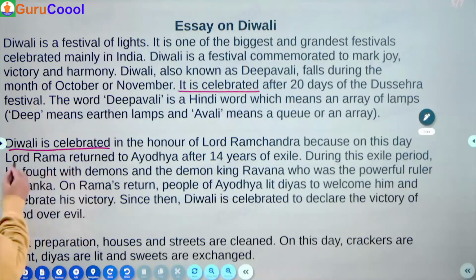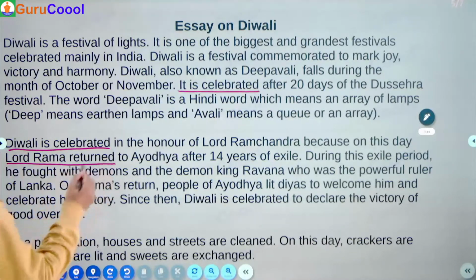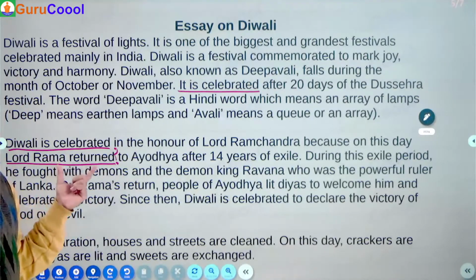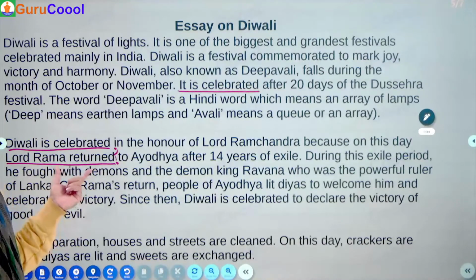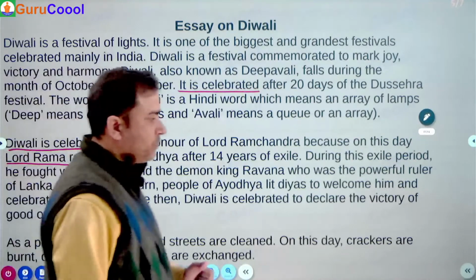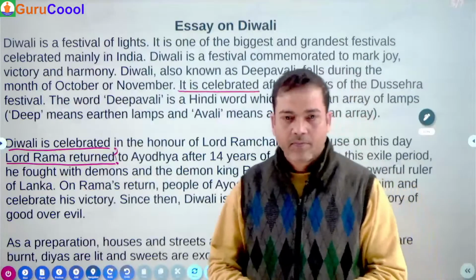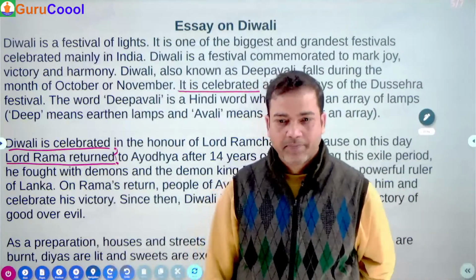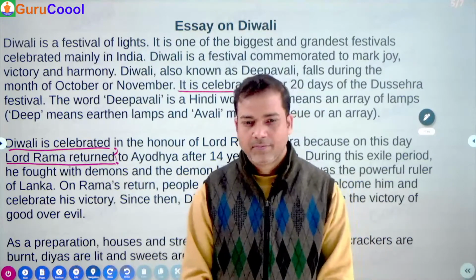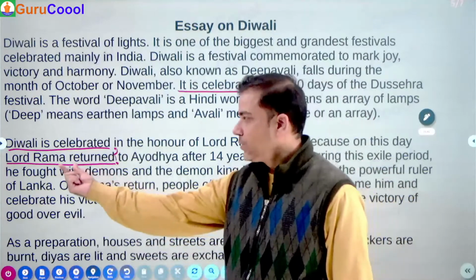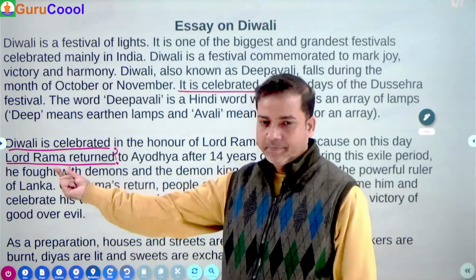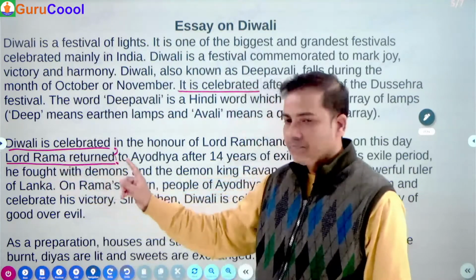Can anyone tell me what is this structure? Lord Rama returned. Can anyone tell me what type of structure this is? I mean, which tense? Try to mark it. Write in the comment box. I am looking at your comments there. All your comments are visible to me. Which tense structure is it in? Lord Rama returned.